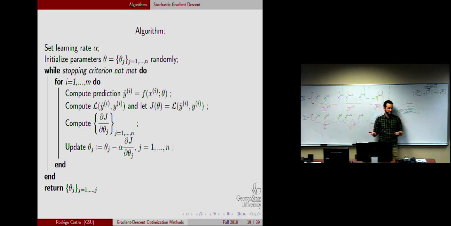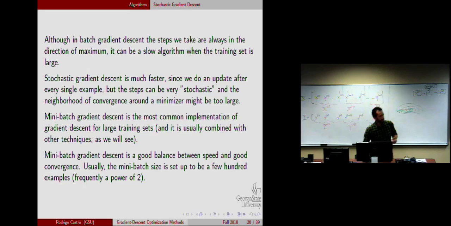Okay, now the size of the mini batches. Usually maybe between 30 or 60 and 500, so a few hundred is fine. And usually they're chosen as a power of 2, so maybe 64, 128, because somehow that works well with the architecture of GPUs. I don't know why, but that's usually the choice of the mini batches.